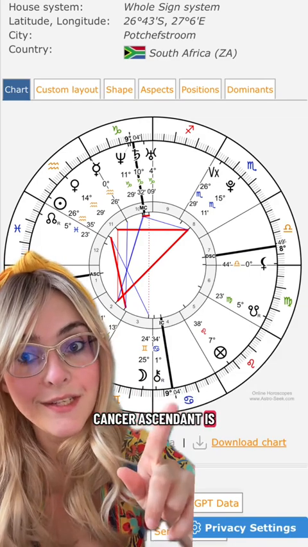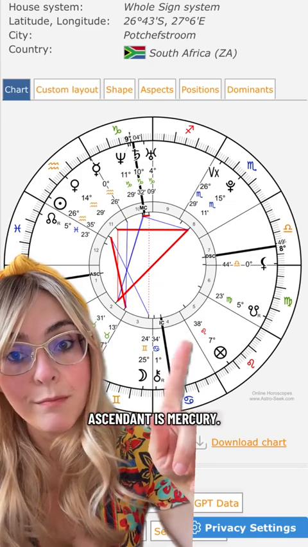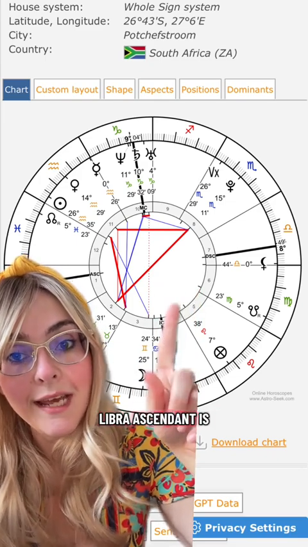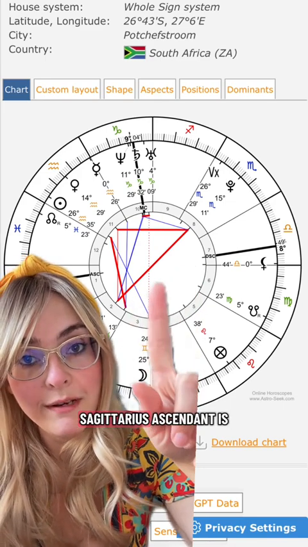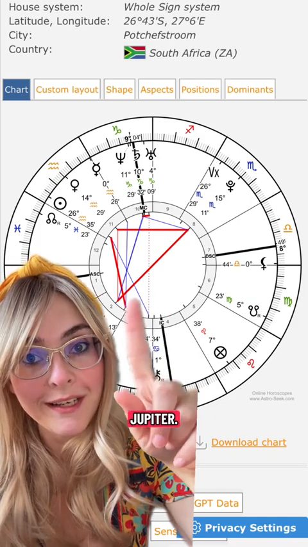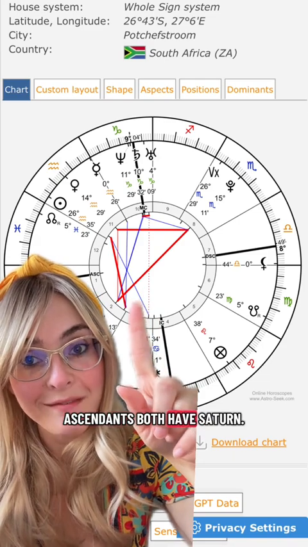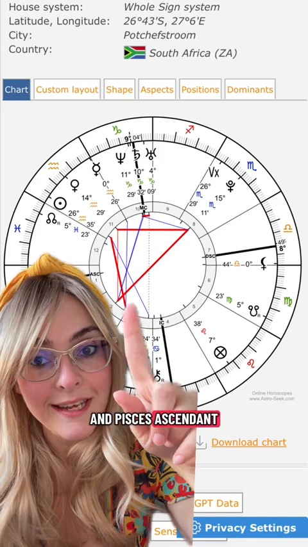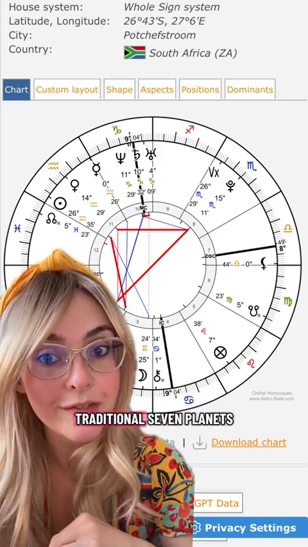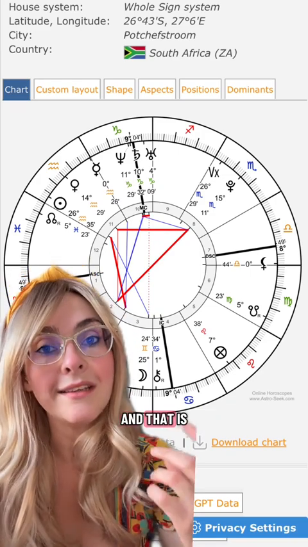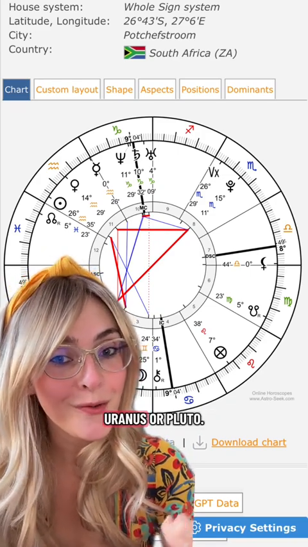Cancer ascendant is the moon. Leo ascendant is the sun. Virgo ascendant is Mercury. Libra ascendant is Venus. Scorpio ascendant is Mars. Sagittarius ascendant is Jupiter. Capricorn and Aquarius ascendants both have Saturn, and Pisces ascendant is also Jupiter. For this, we're only using the traditional 7 planets, and that is why we don't include Neptune, Uranus or Pluto.